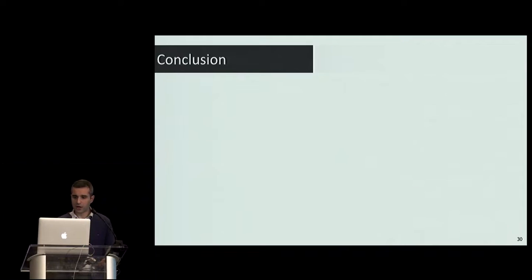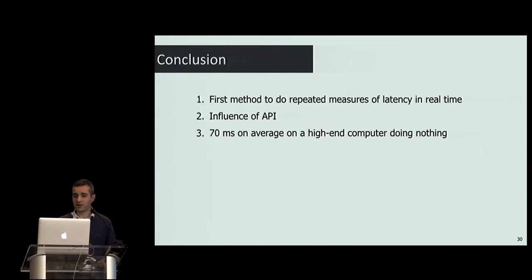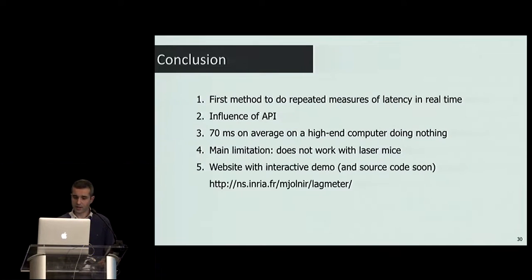So to conclude, we presented the first method to do repeated measures of latency in real time. And we have shown substantial differences between APIs. On average, the end-to-end latency is around 70 milliseconds on a high-end computer doing nothing. And it is known that above 50 milliseconds for indirect interaction, latency can affect performance. The main limitation of our technique is that it does not work with laser mice.